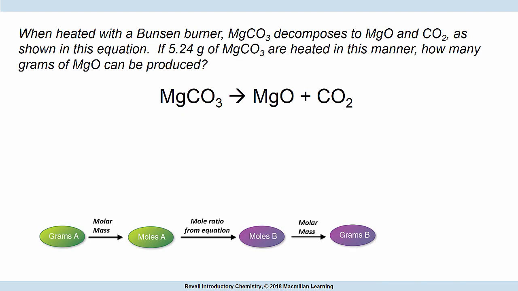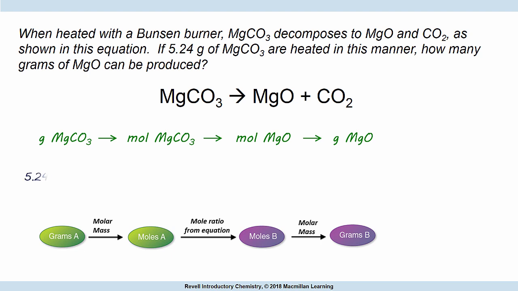Let's look at an example of this type of problem. When heated with a Bunsen burner, magnesium carbonate decomposes to magnesium oxide and carbon dioxide, as shown in this equation. If 5.24 grams of magnesium carbonate are heated in this manner, how many grams of magnesium oxide can be produced? This question gives us the grams of magnesium carbonate and asks us for the grams of magnesium oxide. To calculate the grams of magnesium oxide, we must first convert the grams of MgCO3 to moles of MgCO3. We can then relate this to moles of MgO and then convert to grams of MgO.